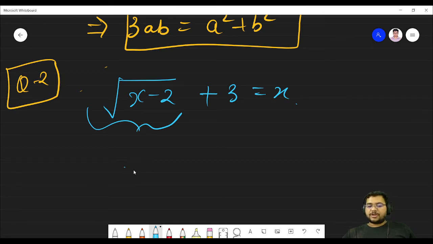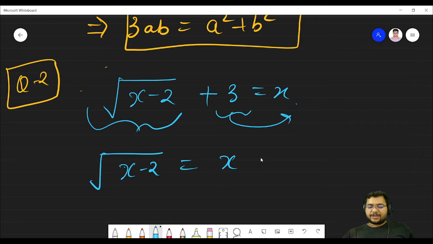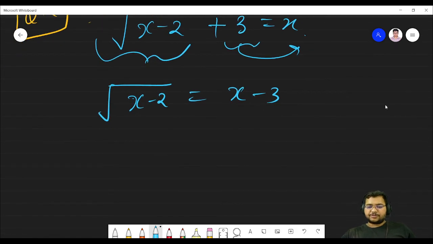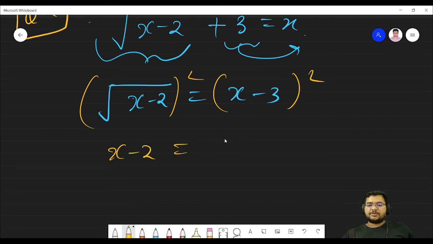So what I can do here is write root of x minus 2 equals x, and I am taking this 3 to the right hand side. It will become root of x minus 2 equals x minus 3. Now you can just square on both sides, and squaring both sides you will get x minus 2 equals x square minus 6x plus 9.